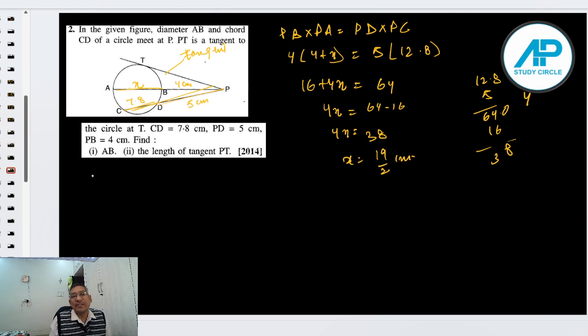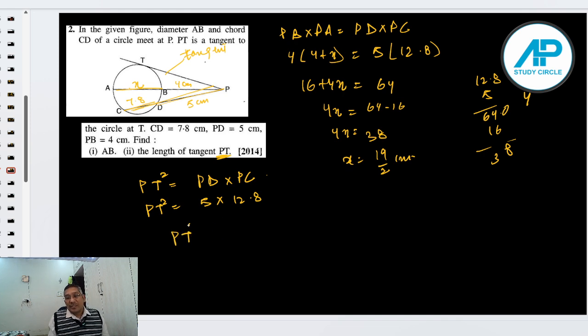The second property, we need to find the value of PT. PT square equals PD into PC. PT square is equal to 5 into 12.8. PT square equals 64. PT equals 8 centimeter. PT is 8 centimeter. Correct? I hope you understand this.